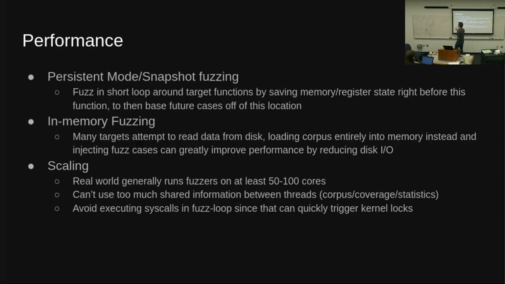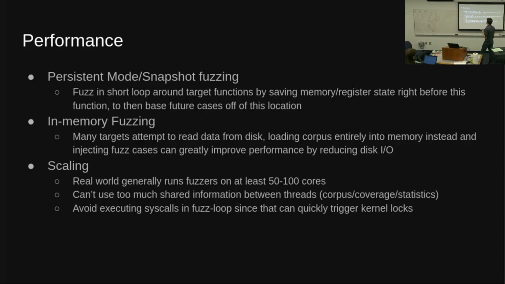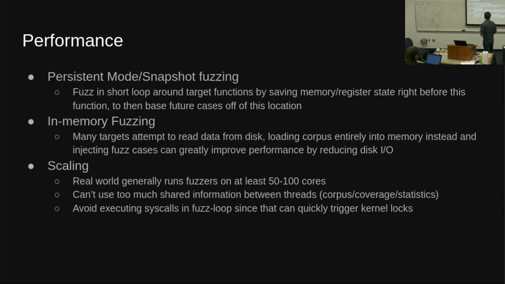So we talked about a lot of the data structures that are involved in fuzzing, be it the coverage map, the corpus. All of these are shared between threads. So when you're doing fuzzing, you also need to be careful that you don't put too much information that you share between threads, and that allows it to basically scale a lot better.